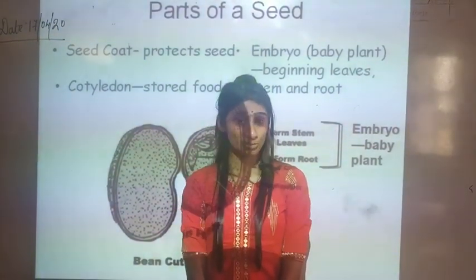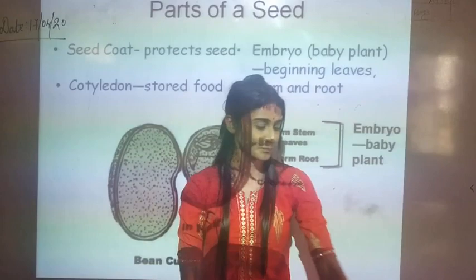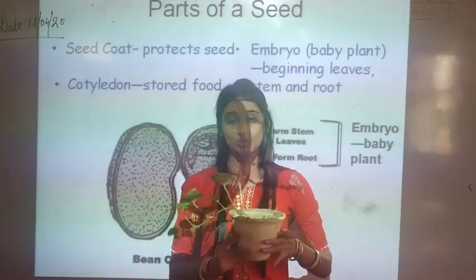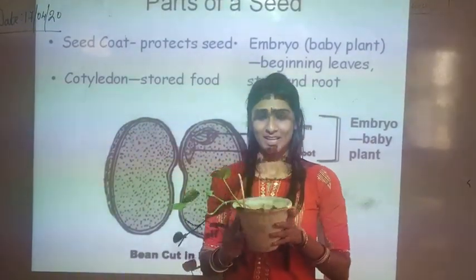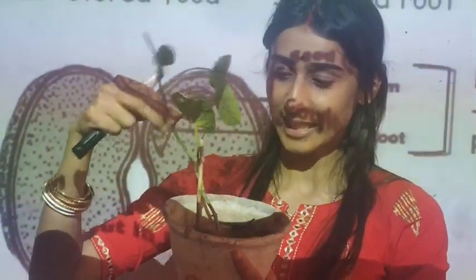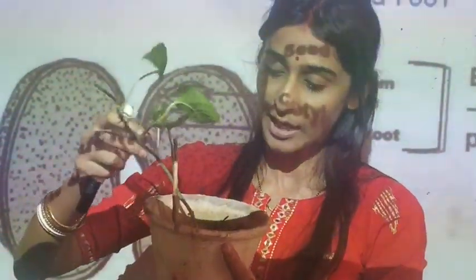Can you guess what I am going to teach you today? Yes, today I am going to teach you all about plants. So, let's see this plant. The part that you can see that is above the ground level is called the shoot, and the part that is below the ground level that we cannot see is called the root.